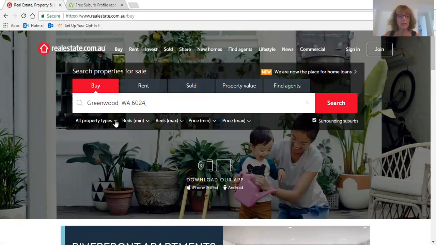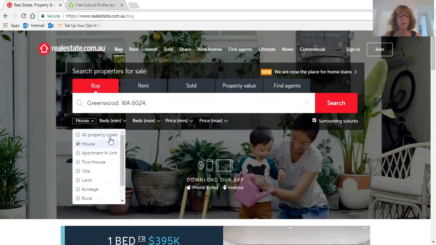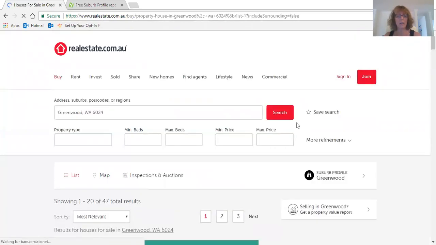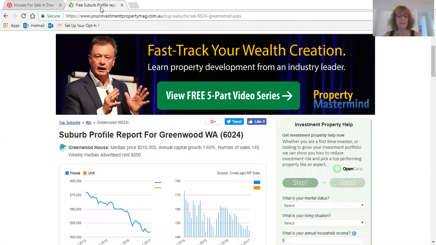Now underneath here, we want to change all property types to house because we only want to know how many houses are for sale. And we want to untick surrounding suburbs so that we can just find the number of houses for sale in Greenwood, not the surrounding suburbs. So the total results here is 47. So there's 47 houses currently for sale.